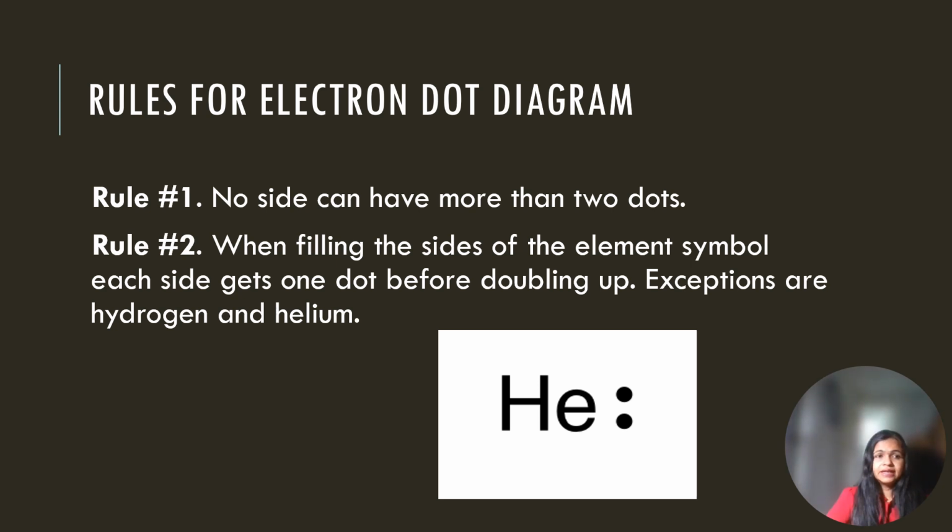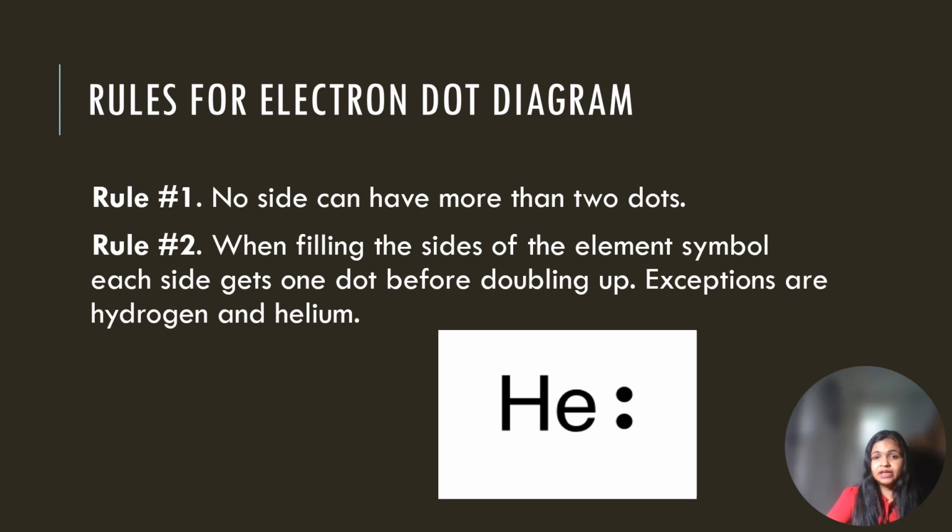All right, this explains the electron dot diagram for helium. So what are the rules to follow? Rule number 1 says no side can have more than 2 dots. Helium has atomic number 2, and although it belongs to group 8A of the periodic table, it still cannot have more than 2 electrons because its atomic number is 2. And no side can have more than 2 electrons when we draw electron dot diagrams.